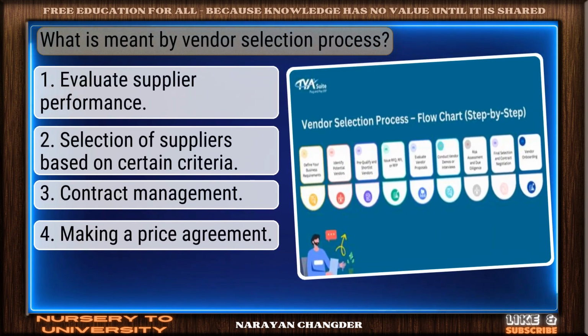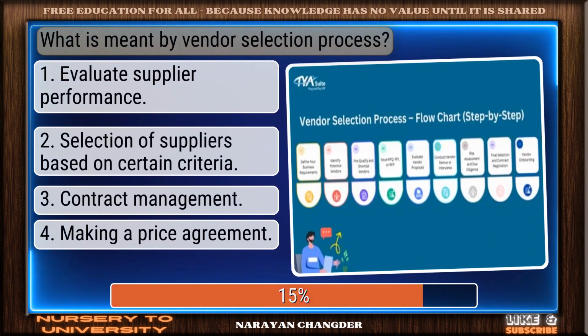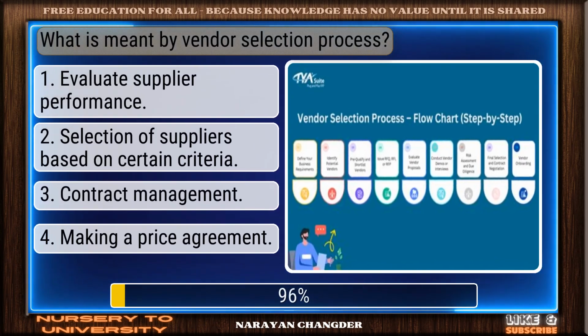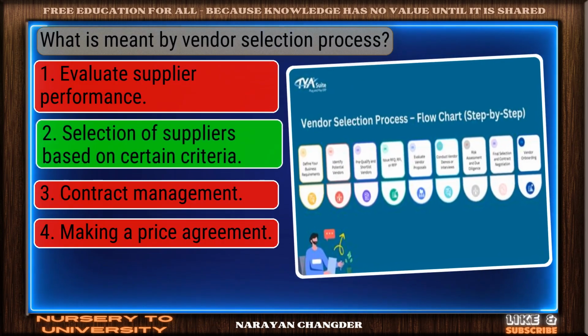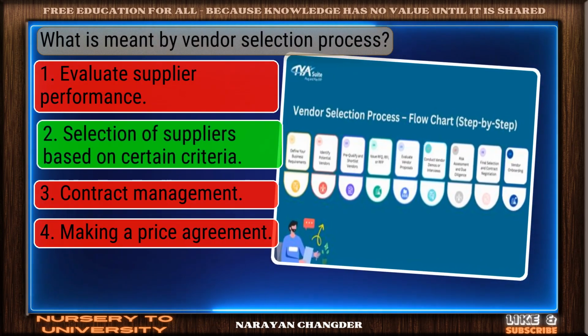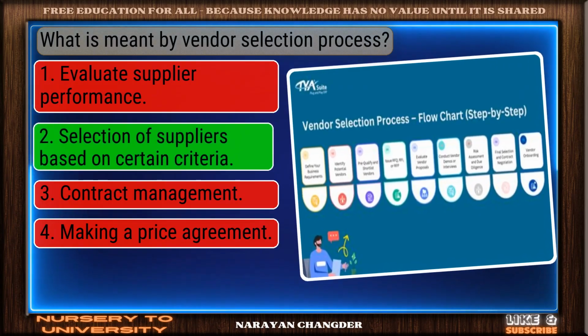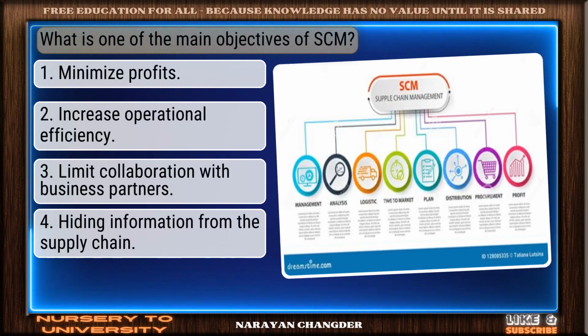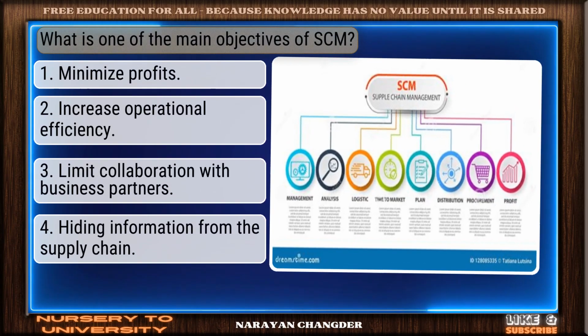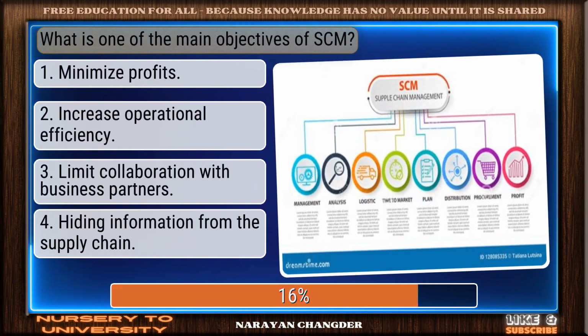What is meant by vendor selection process? You got it. Your choice, selection of suppliers based on certain criteria, is right. What is one of the main objectives of SCM?